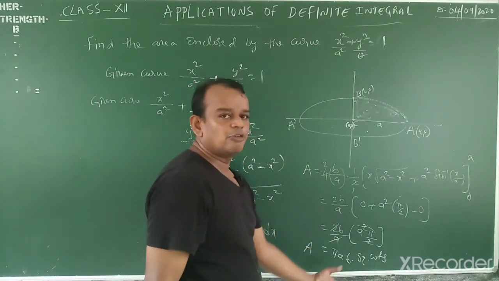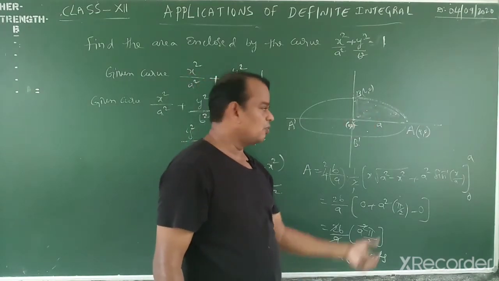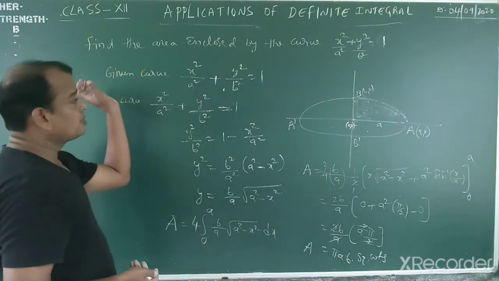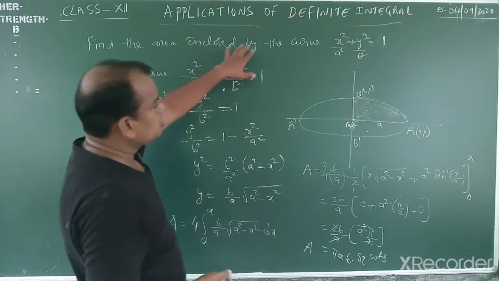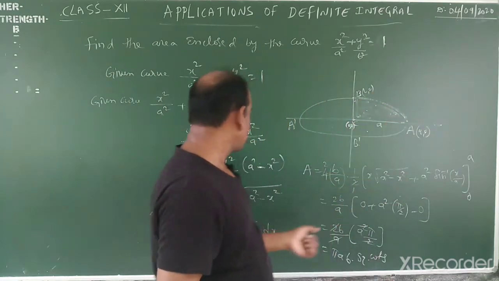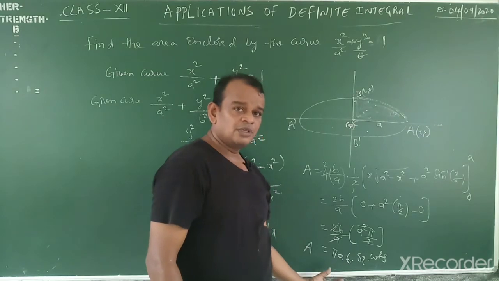Pi ab by 4. One part area. The 4 part area is pi ab. Only find the area in the first quadrant. That's why I am telling you, read the question carefully. Find the area enclosed by the curve in the first quadrant, for suppose. It means you cannot take the 4. Okay, the direct answer is pi ab by 4.